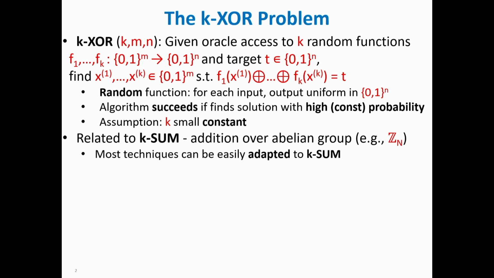Okay, so this problem, depending on what type of algorithms you're interested in, you might recognize a related problem, which is known as k-sum. The k-sum is a similar problem, but the main difference is that the addition, instead of being just XOR, is defined over some abelian group, typically over Zn. I could have talked about k-sum as well, since the algorithms and techniques used for solving these problems are related, and many of the techniques that I'll talk about can be generalized to k-sum. The reason I want to focus on k-XOR is that the applications I'll talk about are for k-XOR. But if you're interested in k-sum, most of the techniques still apply.